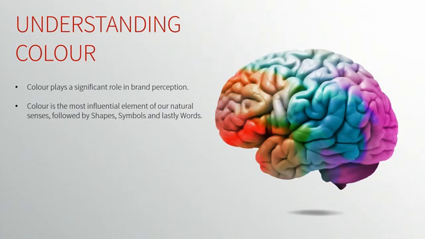So when we look at color options for your brand or for others' brands, it's a good idea to get a clear idea of how these color schemes play a part on the brand perception, because color is the most influential element on our natural senses. Followed then, for example, by shapes, by symbols, and lastly words. And again, you'll see where this comes through now in just a few minutes as well, guys, okay?